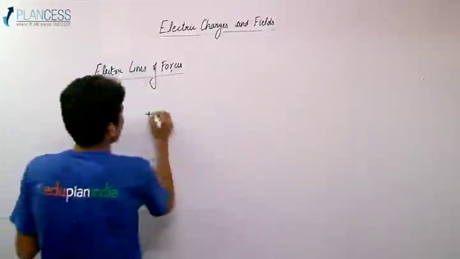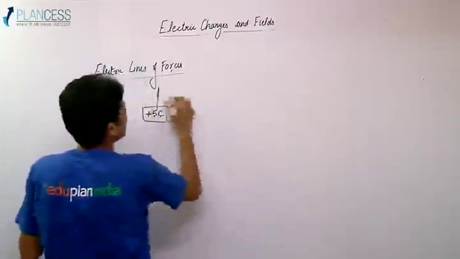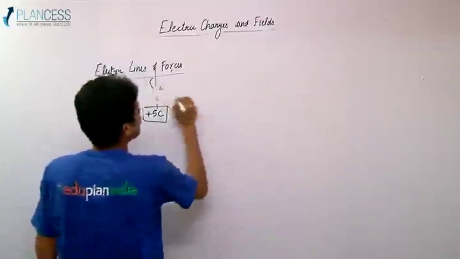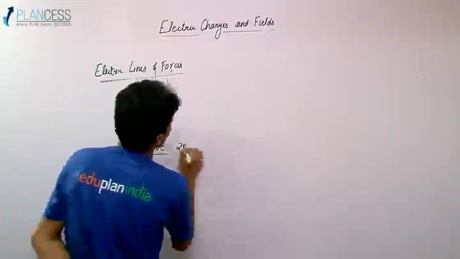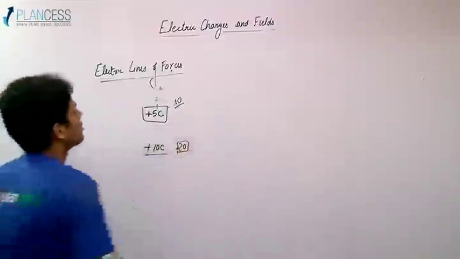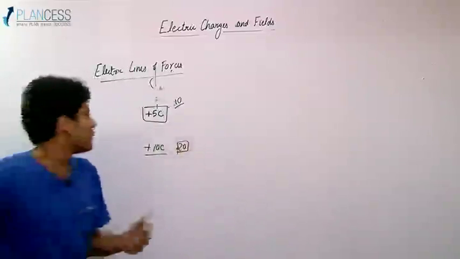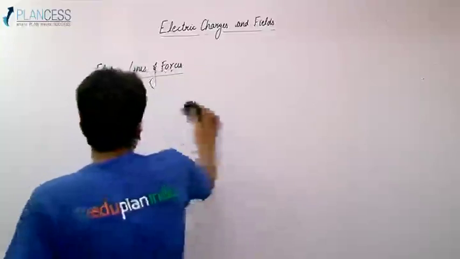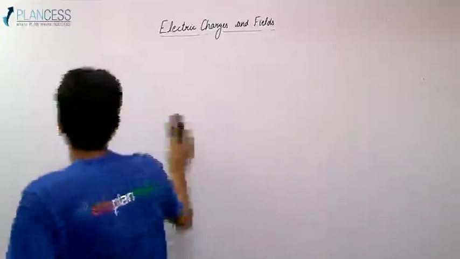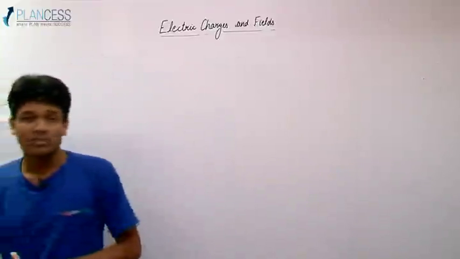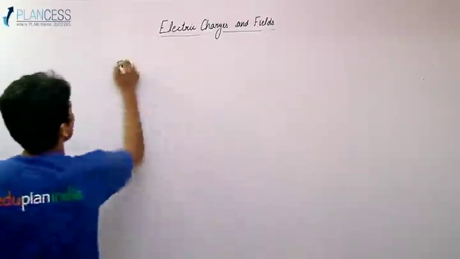That is, let's say I place a 5 coulomb charge and 10 electric lines of forces originate from this charge, then from a 10 coulomb charge 20 lines of forces will originate. So this is another property of electric lines of forces, that the number of electric lines of forces is directly proportional to the magnitude of the charge. Now this was something about electric lines of forces. Now let's move to the electric flux.